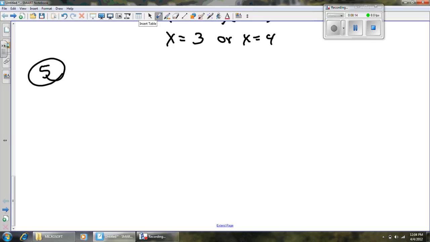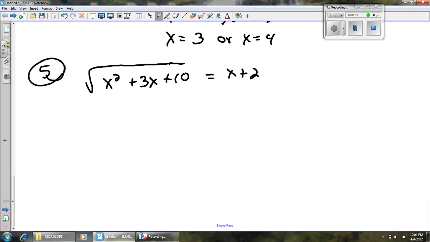Number 5. Okay, this time we have the rad of x squared plus 3x plus 10, and that has to equal x plus 2. Pretty involved equations you're solving here if you think about it. Okay, go ahead and pause it, see if you can do it on your own. And here's my solution if you're ready to see it. If not, go ahead and pause.